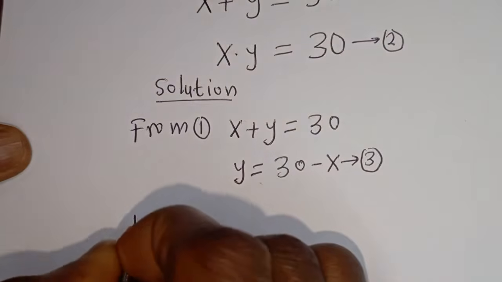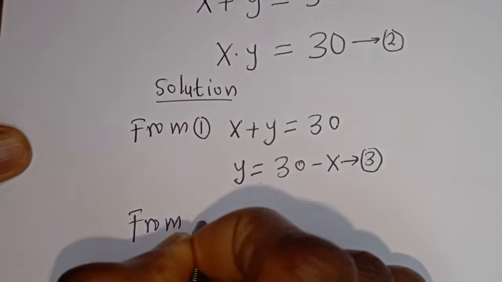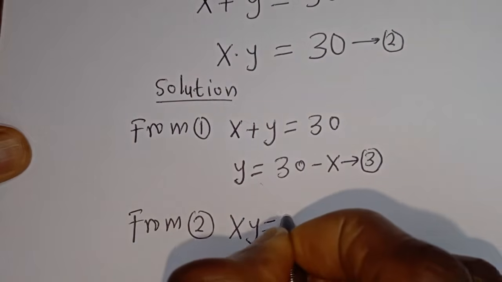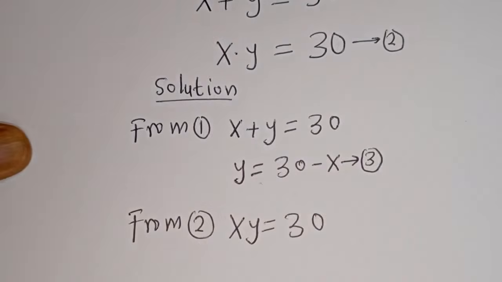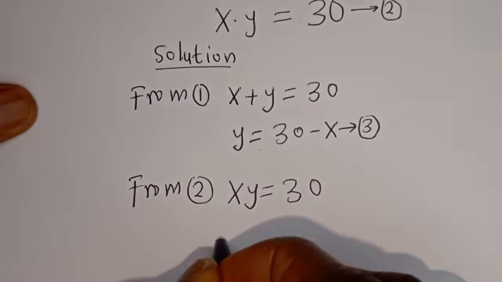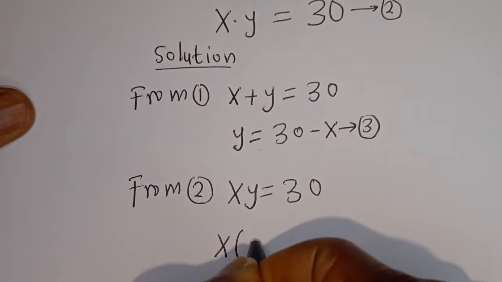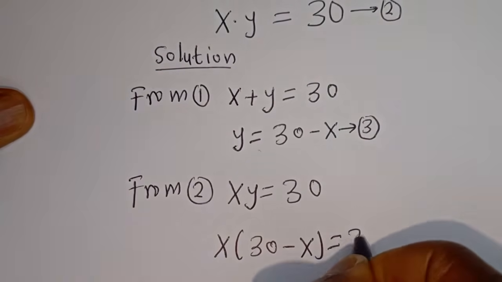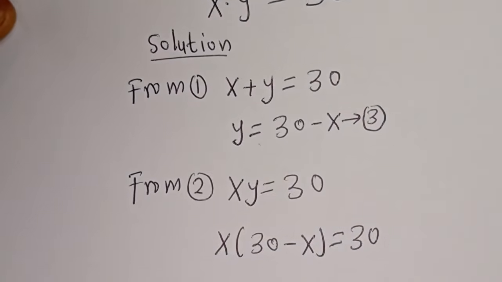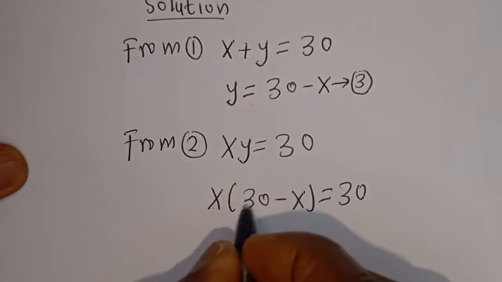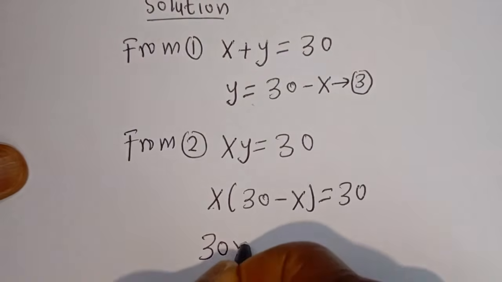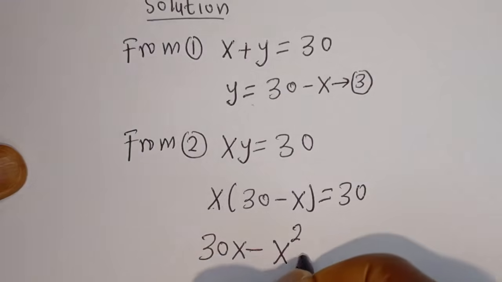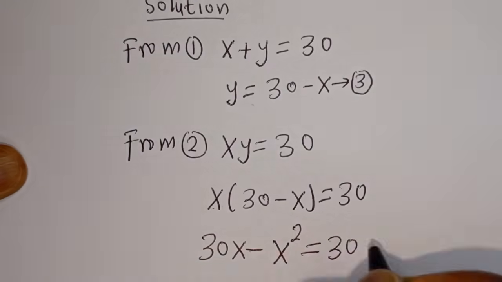Also from equation 2, xy is equal to 30. Let's substitute for y. Here we have x bracket 30 minus x is equal to 30. x multiplied by 30, this is 30x, minus x multiplied by x, x square, is equal to 30.